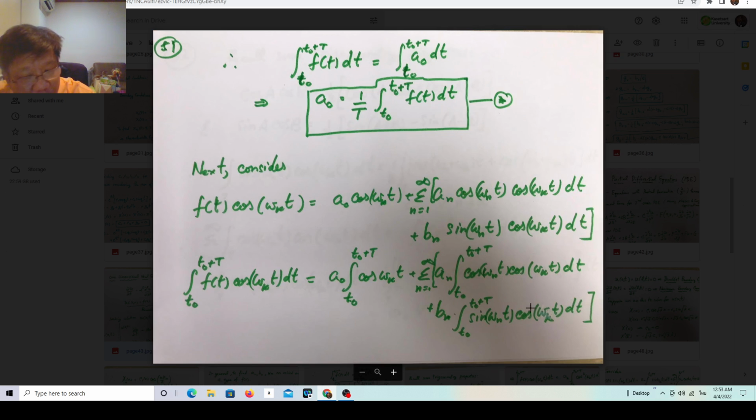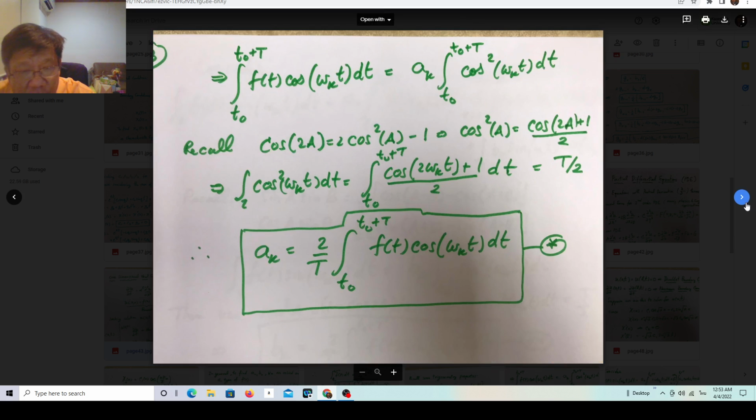The second term, sine cos, is all 0. So that's why a sub k, when k starts from 1, is in this form. You can use the integral of f of t times cos omega k times t, divided by T over 2. So you can find the coefficient a sub k.